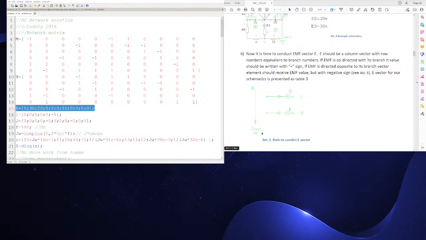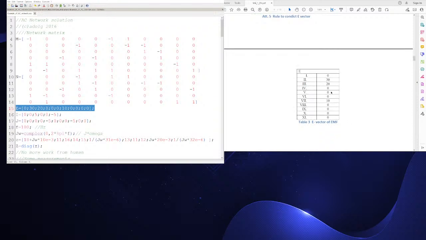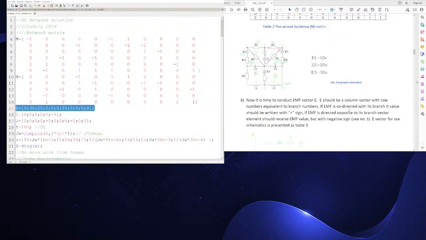Column vector, row number corresponds to the branch number, and if EMF is co-directed with the branch, we should write it with the plus sign. If EMF is directed against the branch direction, we write it with the minus sign. And we will get such a nice table for my schematics. All positive. Case 1, 2, 3 EMFs. It occurred that they are all co-directed.